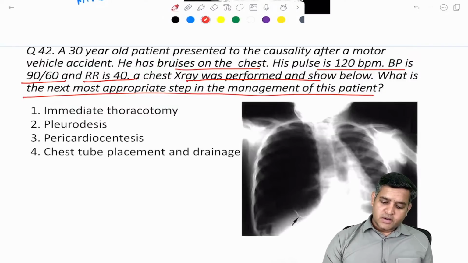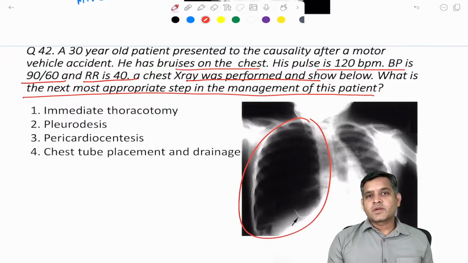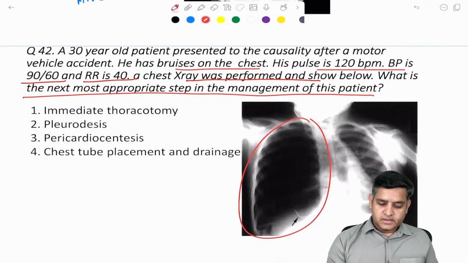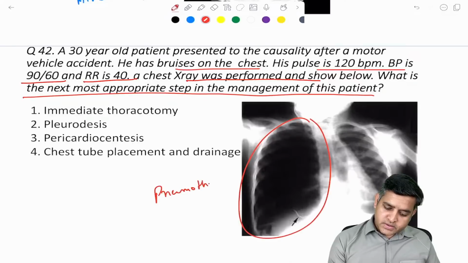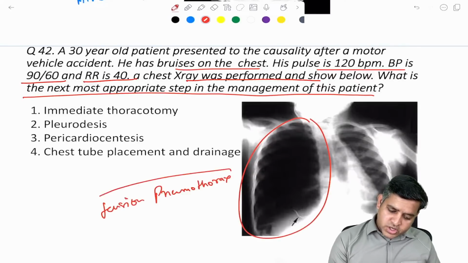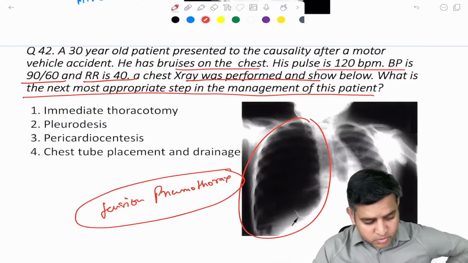Now, what are we seeing? We are seeing pneumothorax. And this is a case of tension pneumothorax.